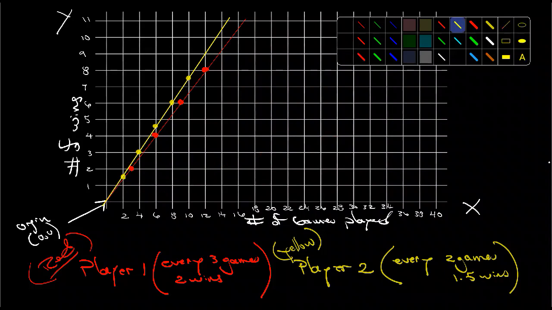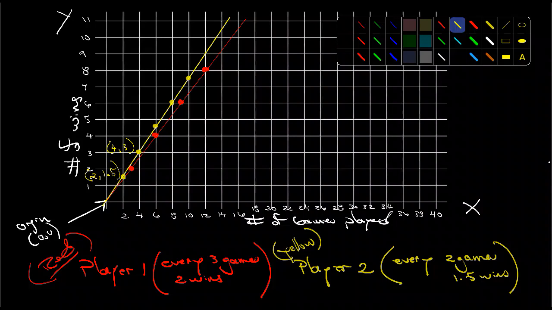So I'm going to come over here to the yellow. What's the first point on the yellow? It's going to be 2 and then 1.5. 2, 1.5. That's the first one. What's the next one? 4 and 3. So I could put 4, 3.